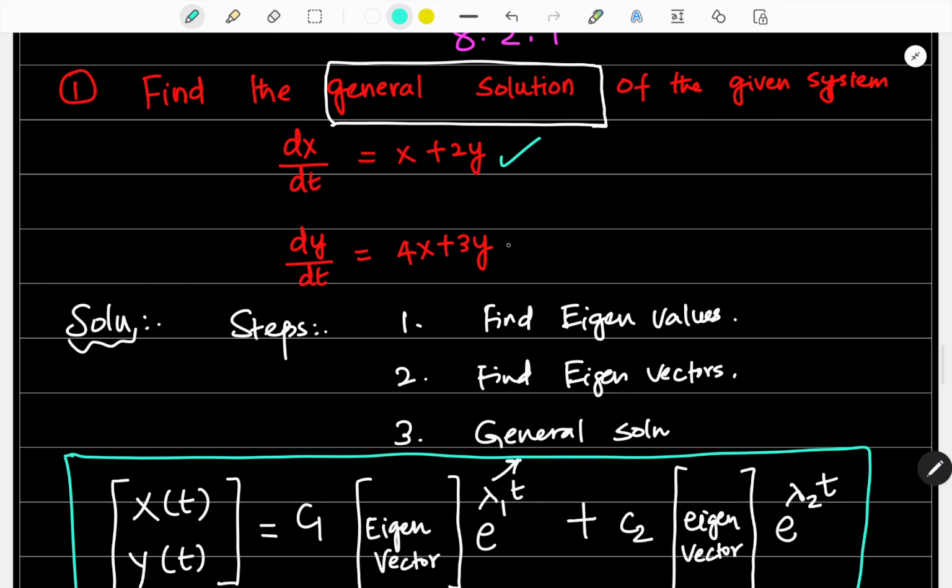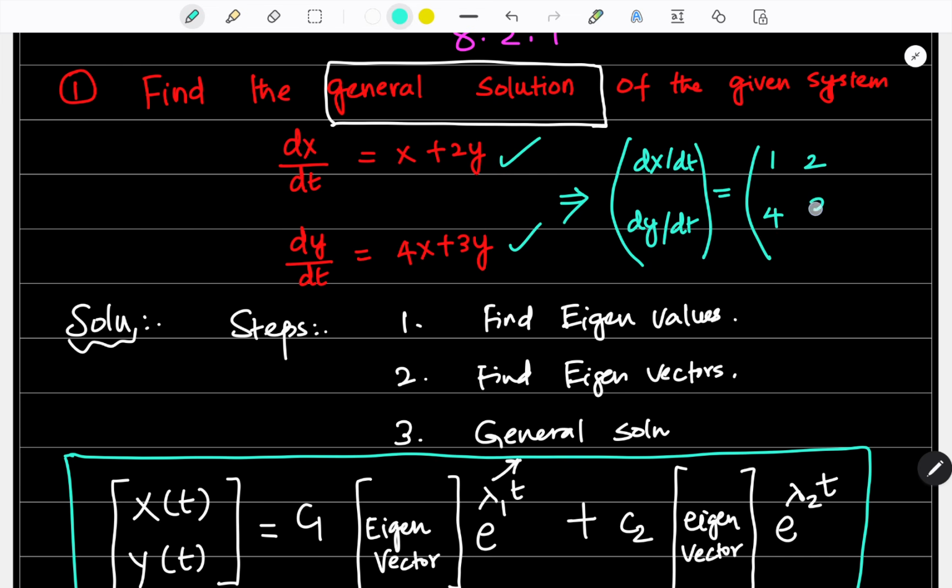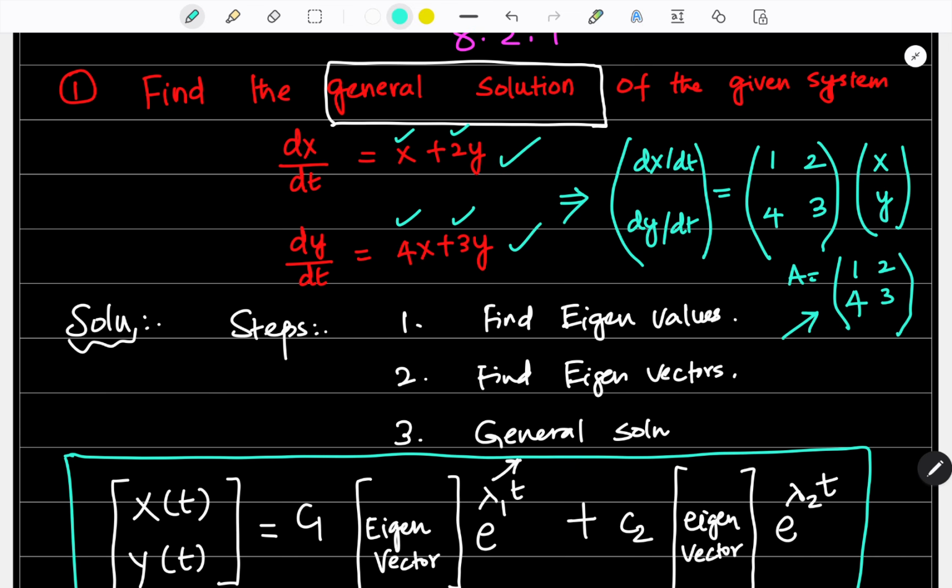This is a differential equation, and we can write it in a matrix model. We write dx divided by dt and dy divided by dt equal to the matrix 1, 2, 4, 3 times the column matrix x, y. So from this, your matrix A is 1, 2, 4, 3. For this matrix, you are going to find the eigenvalues and eigenvectors.